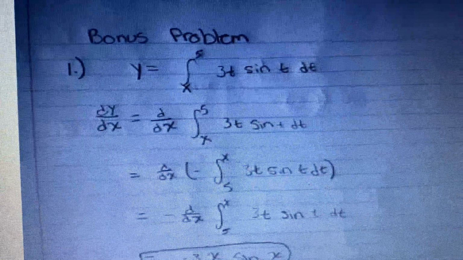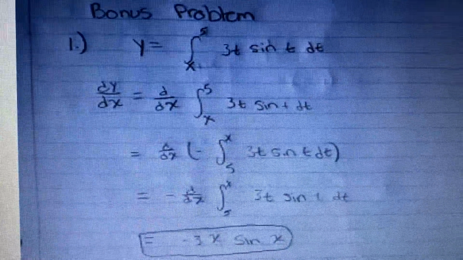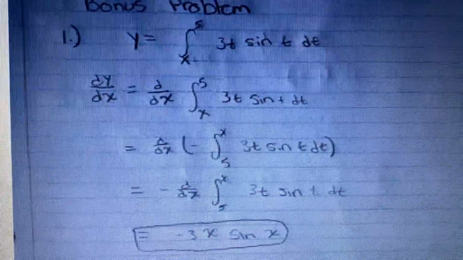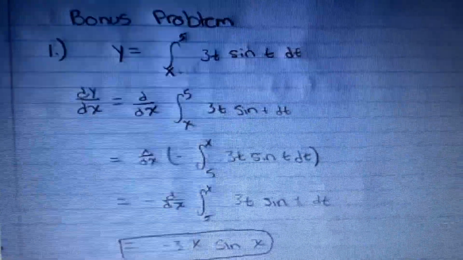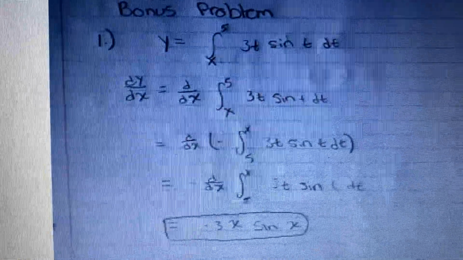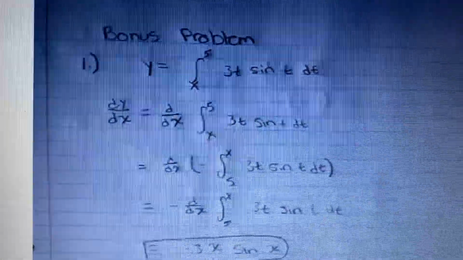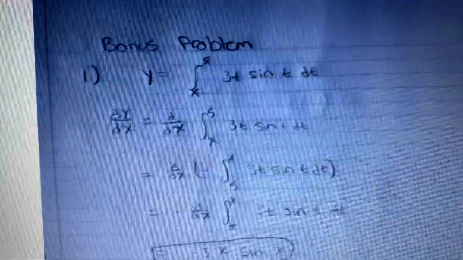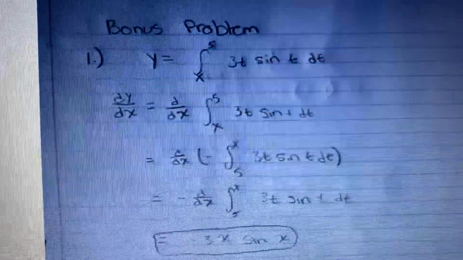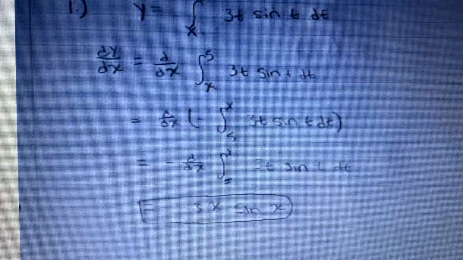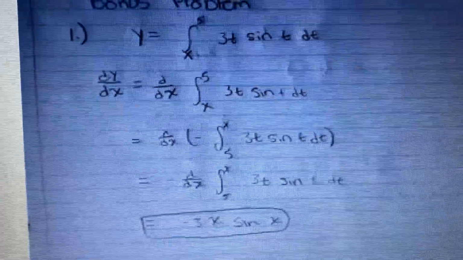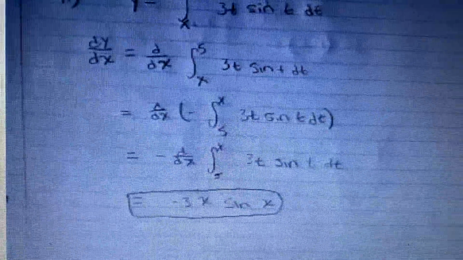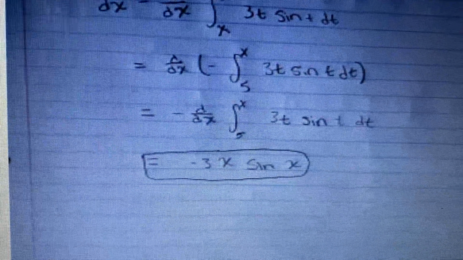You bring the negative in front, d/dx, parentheses, negative sign, integral from x to 5 of 3t sin t dt. You flip the upper and lower limit, which we did again, as you bring the x to the top and the 5 to the bottom. After that, you bring the negative to the front, which you see, negative d/dx of the integral from 5 to x of 3t sin t dt, which your final answer will be negative 3x sin x.